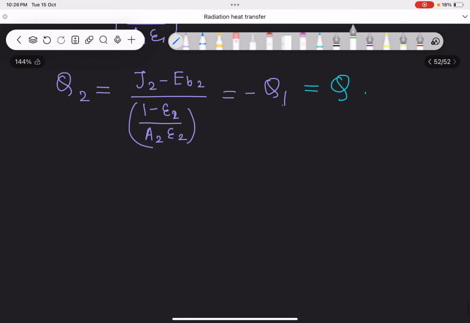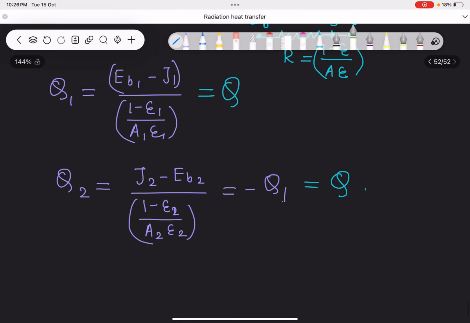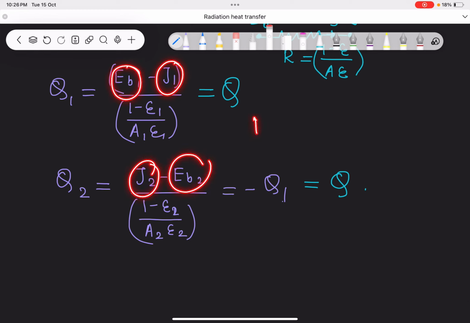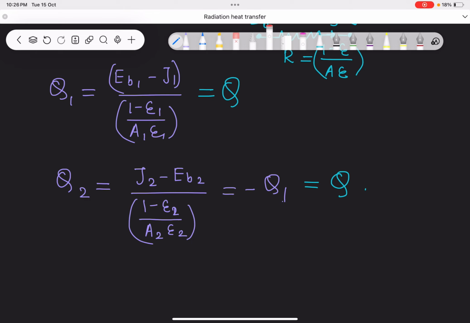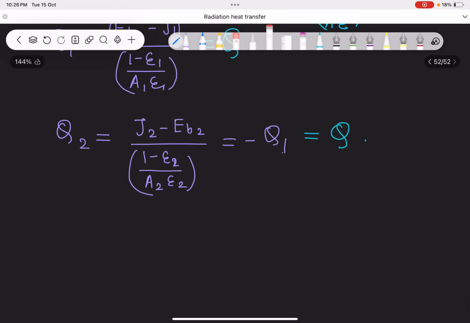my objective will be to eliminate these J things, because I am just comfortable with these EB things. I know that EB is equal to sigma T to the power 4, so knowing EB is equal to knowing T. So I always want my equations in terms of my Q and EBs, not J's. So how can I eliminate J?